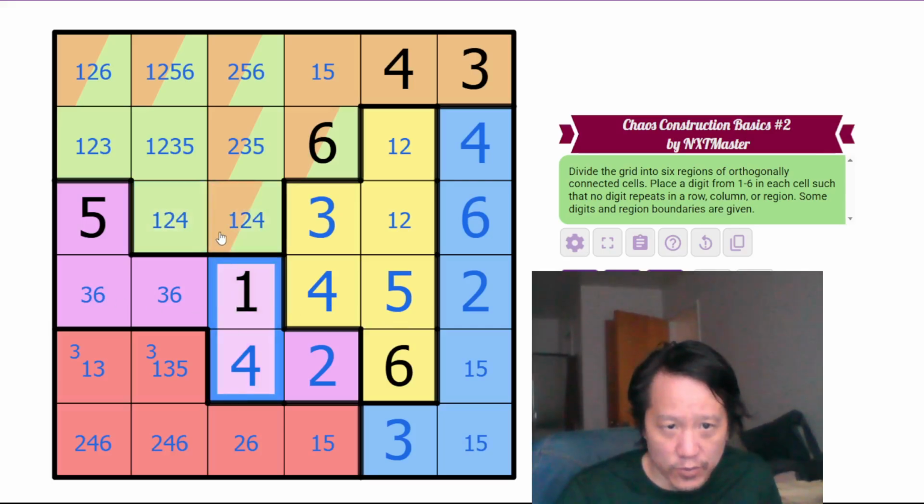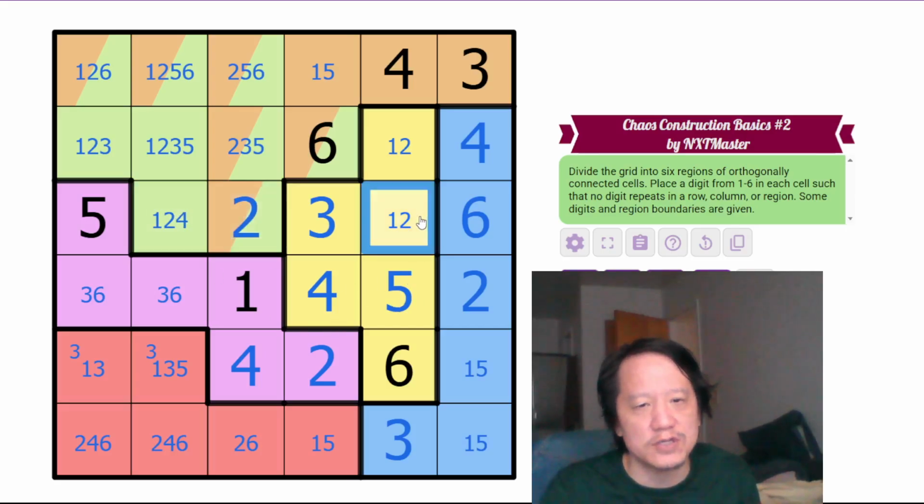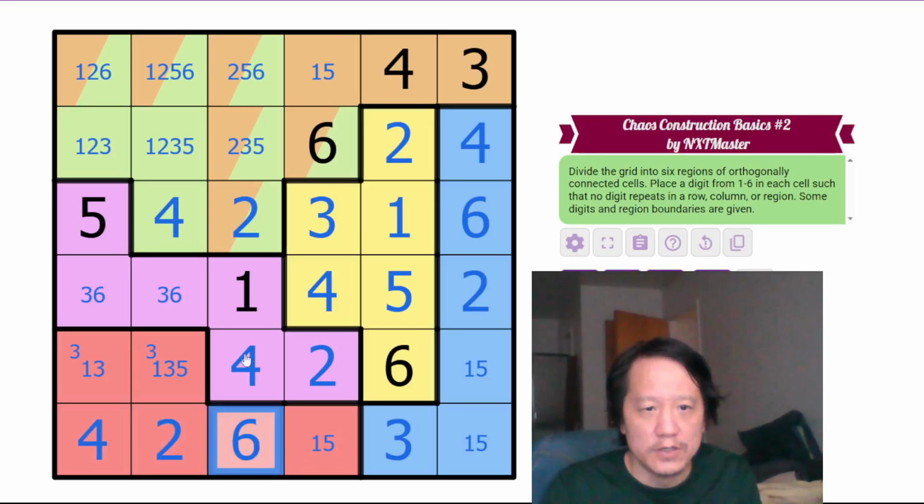Well, 1 and 4 eliminate 1 and 4 here, so this is 2, which means this can't be 2, this can't be 2, it's 1 and 2. 1 and 2 eliminate 1 and 2 here, so that's 4. 2 eliminates 2 here, so that's 6. That eliminates 6 here. This can't be 4 because of 4 in the column, so that's 2, that's 4. 6 and 2 eliminate 6 and 2 here, so that's 5.